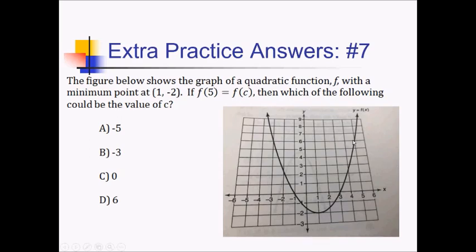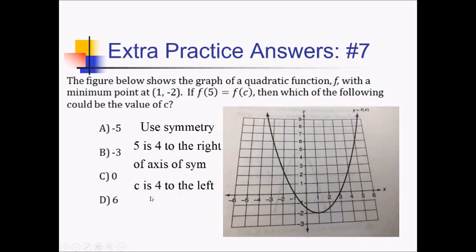In any case, though, the important piece here is that 5 is 4 to the right of my axis of symmetry. So using symmetry, since 5 is 4 to the right of the axis of symmetry, that means if I plug in whatever x value is 4 to the left of the axis of symmetry, then I'm going to end up with this c value. I'm going to get the same output as I do when I plug in 5. So we need c 4 to the left of the axis of symmetry.